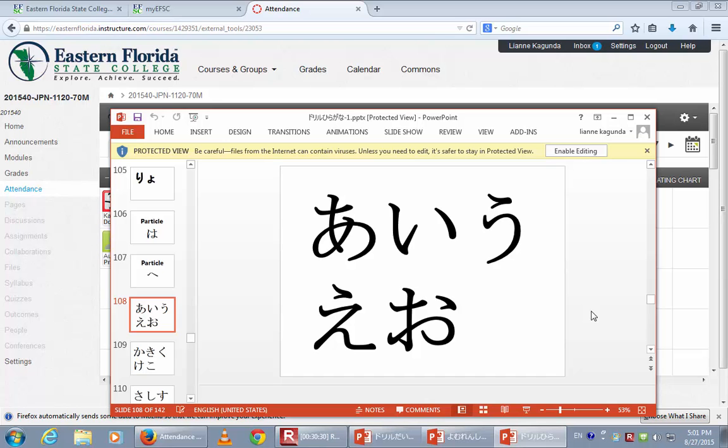17, yes. This one is 14, yes. 14. 11, right?